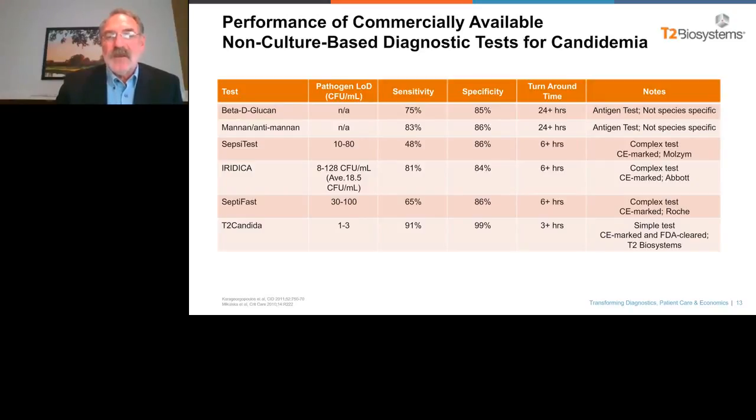The specificity varies likewise, although all of the systems except for T2Candida have a specificity that's well below 90%. T2Candida, by virtue of over 1,500 hospitalized febrile patients documented to not be infected with Candida, has a specificity of 99%. We look at turnaround time, and we have turnaround times ranging from 3 hours for T2Candida to 24 hours or more for some of the other platforms. Ideally, physicians would like to have a rapid test within 4 hours to really be able to alter their clinical behavior.